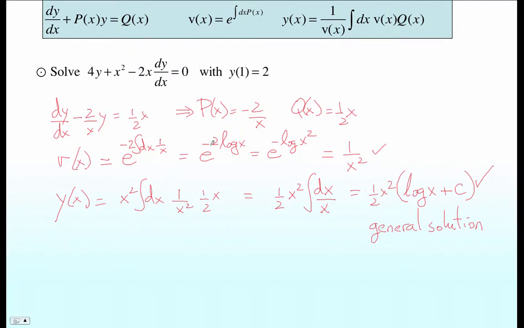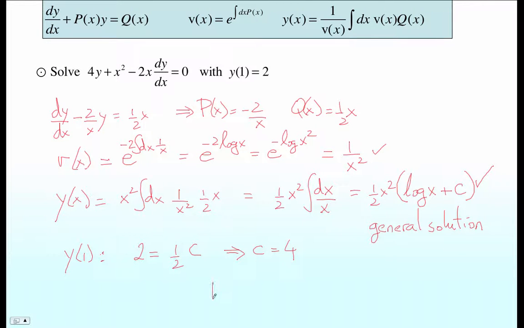And now let's use this specific condition that y of 1 is equal to 2. So when x is 1, y is 2, and that means that 2 is equal to half, x is 1, log of 1 is 0, and there's just c over there. And so that says that c is equal to 4.